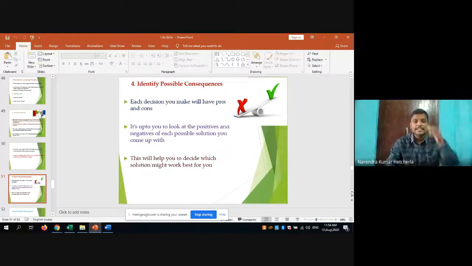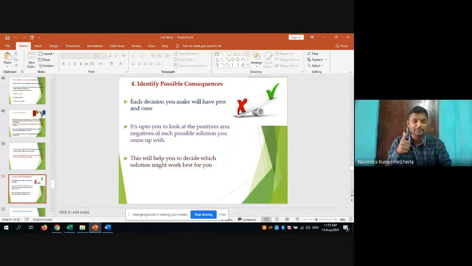Now it's up to you to look at the positives and negatives of each possible solution you come up with. Whatever decision you take, you need to think about whether this is okay or should I alter? Can I put this into action, or should I wait, or should I think upon this? Should I work more upon this problem? This is something that you need to work out at the very beginning of executing a solution, my students.